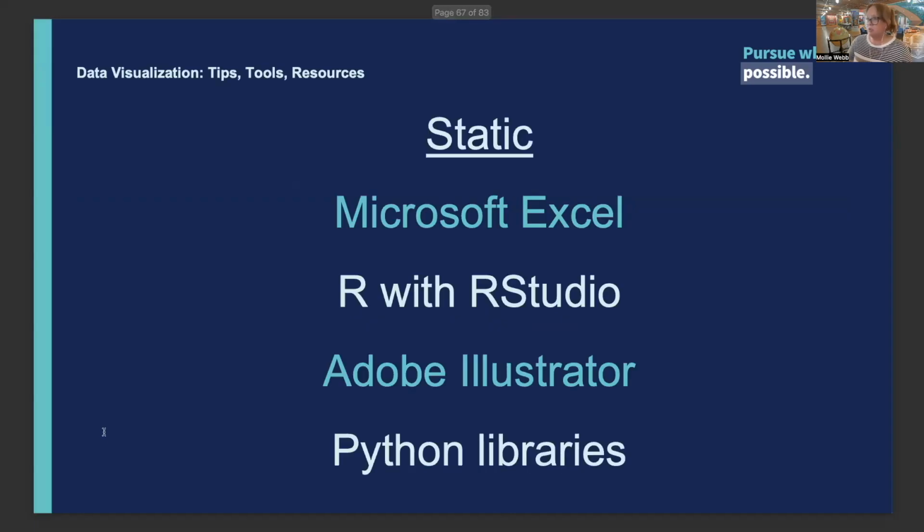So some tools for static vizzes, which you're probably already familiar with. Of course, there's Microsoft Excel, which also includes things like Apple Numbers and Google Sheets. They all have pretty standard visualizations built right in. You can get them up in just a couple of clicks. This would be a situation where I would encourage you to move beyond the defaults.